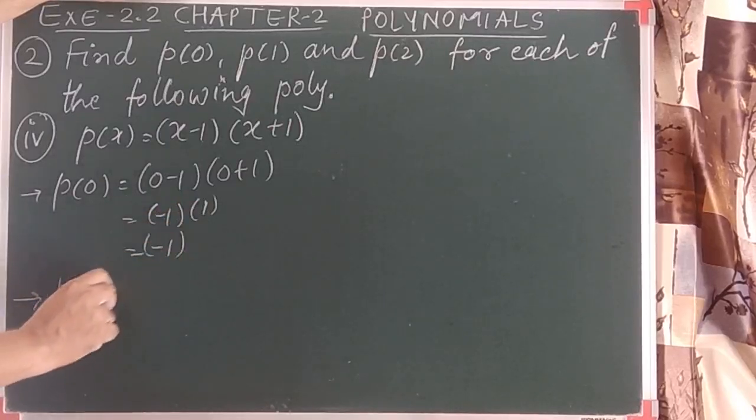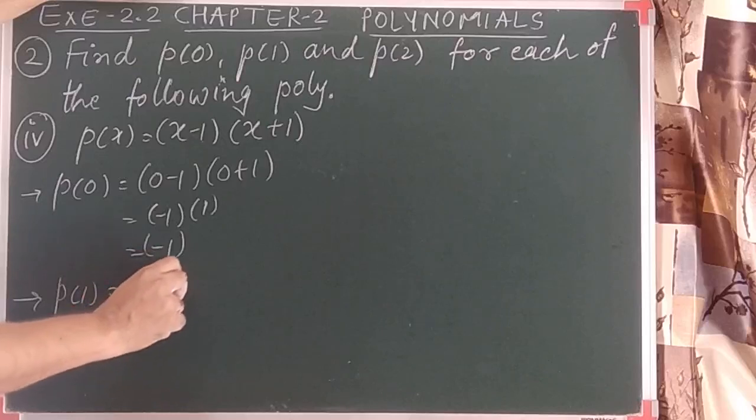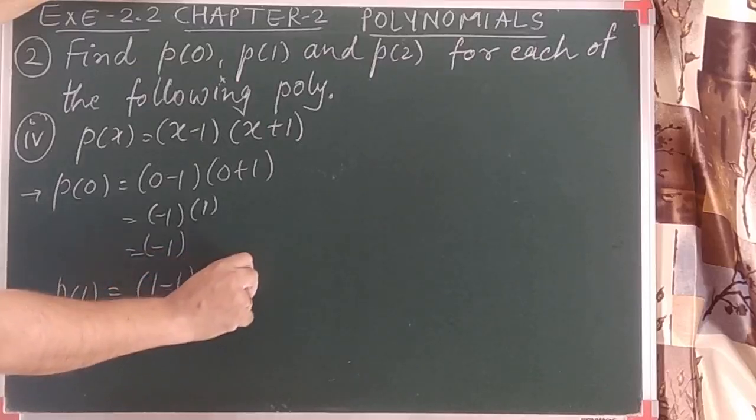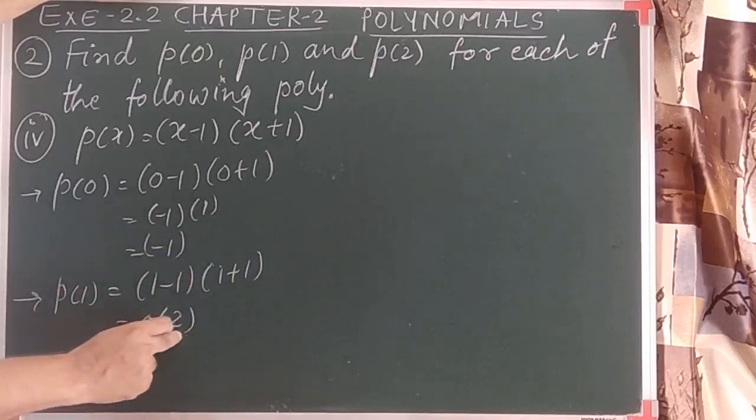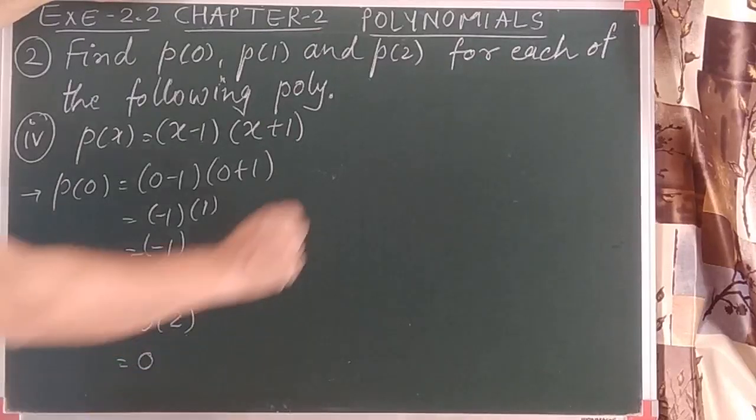Let us find out P of 1. Wherever the x is there, we will substitute x as 1. So 1 minus 1, that is 0. 1 plus 1, that is 2. 0 into 2 is 0.